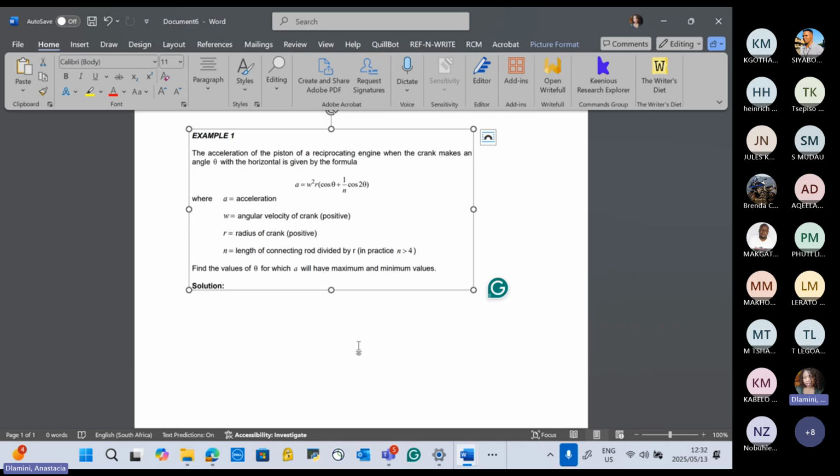Where do we start? We take the first derivative, man. Even if we don't know what the piston of the reciprocating engine is, because we know our maths and we understand our work, we take the first derivative, right? So we take the first derivative with respect to what?